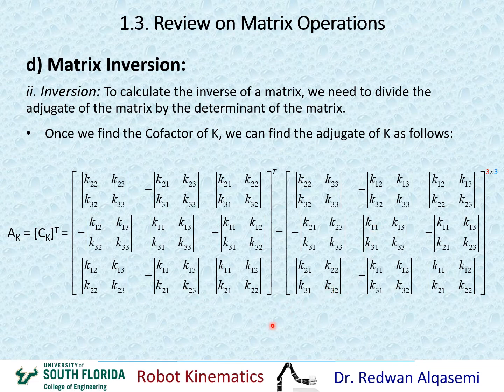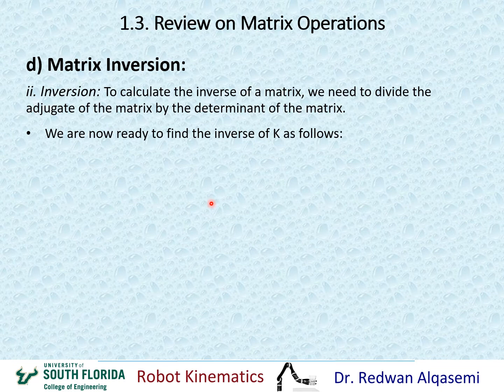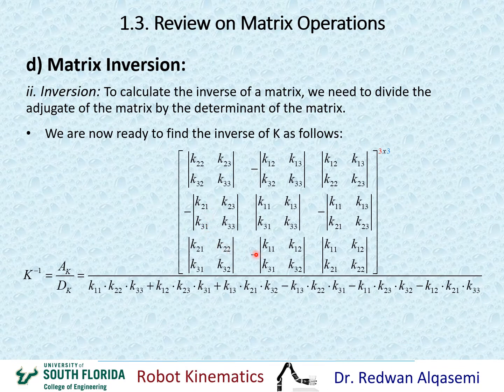Now once I have the adjugate of the matrix and the determinant of the matrix, I can divide the adjugate by the determinant to get the inverse of the matrix. So we are now ready to find the inverse as follows. I'm going to put the adjugate of the matrix here that we found earlier. It's a 3 by 3 matrix. And I'm going to divide this by the determinant of the matrix that we found in the first step. So the adjugate of K divided by the determinant of K would give me K inverse.